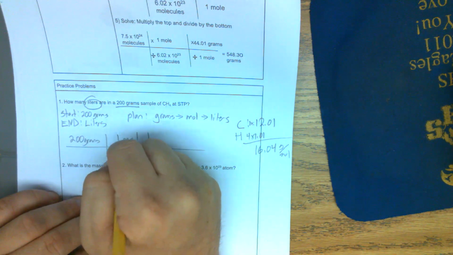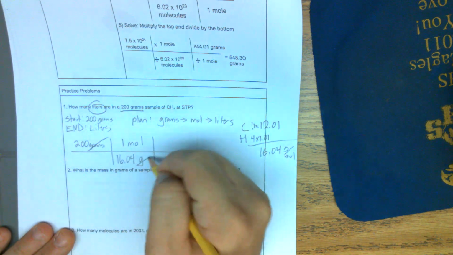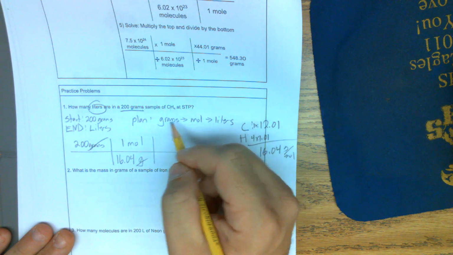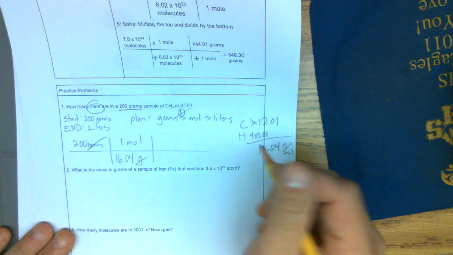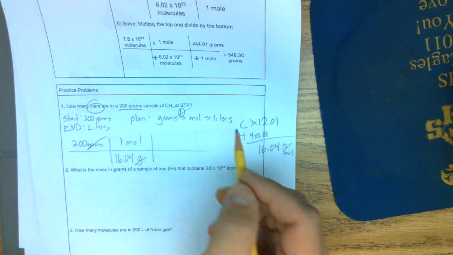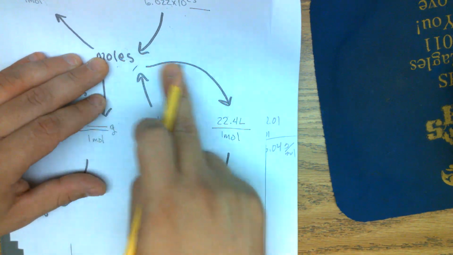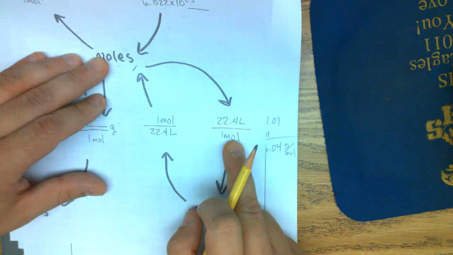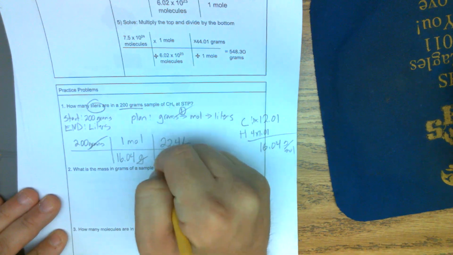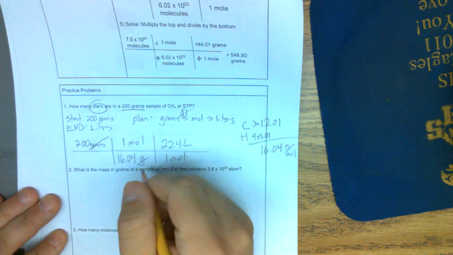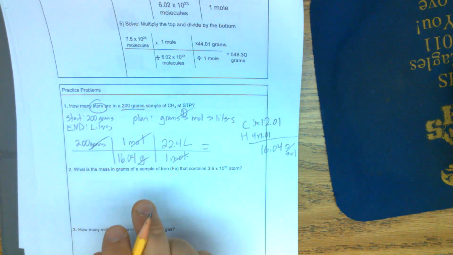So 16.04 is going to be our first one. We check: grams and grams cancel, and we've done the first part of our plan. We've gone from grams to moles, so step 1 is done. Step 2, we're going to go from moles to liters. We follow this way, 22.4 liters over 1 mole. Again, moles and moles cancel, and we end up getting our answer.